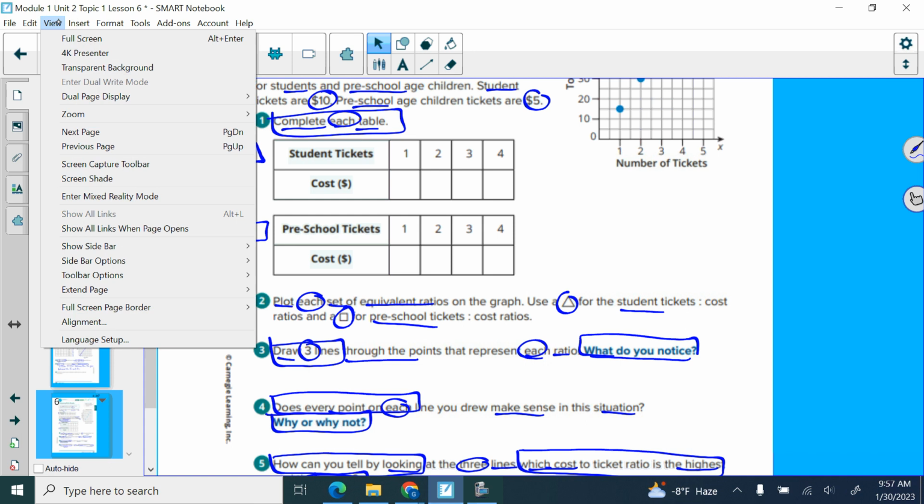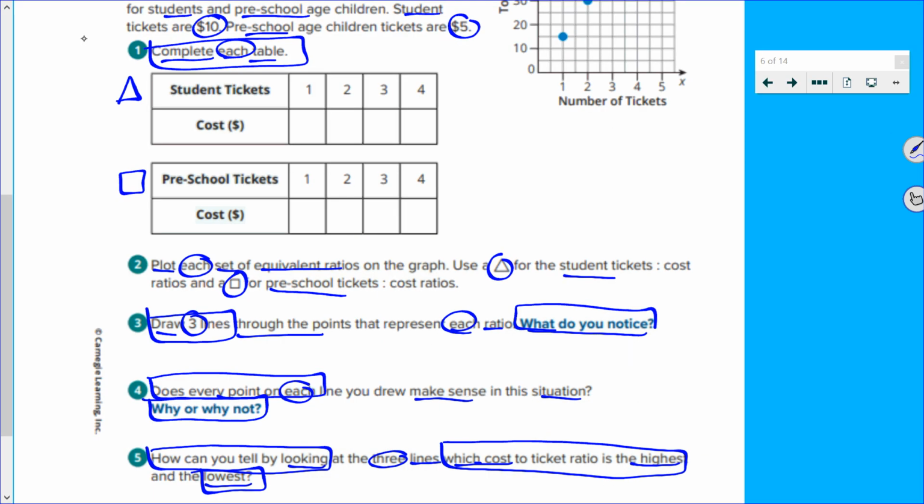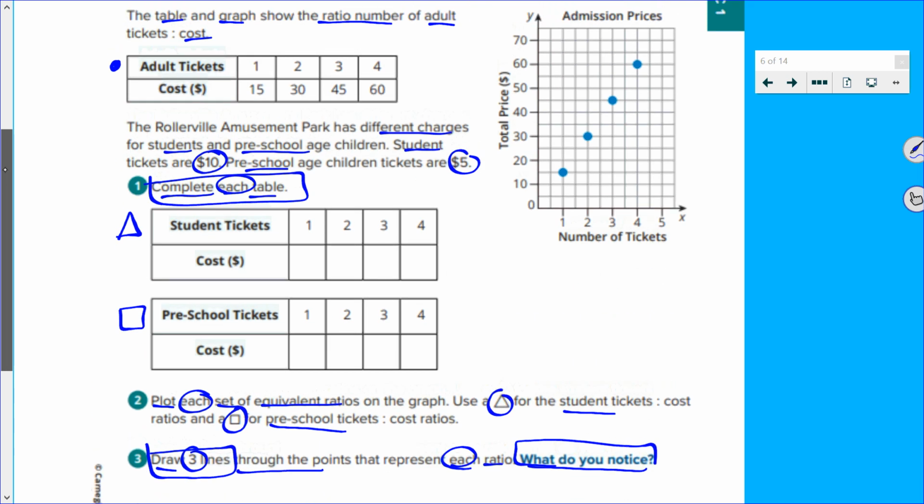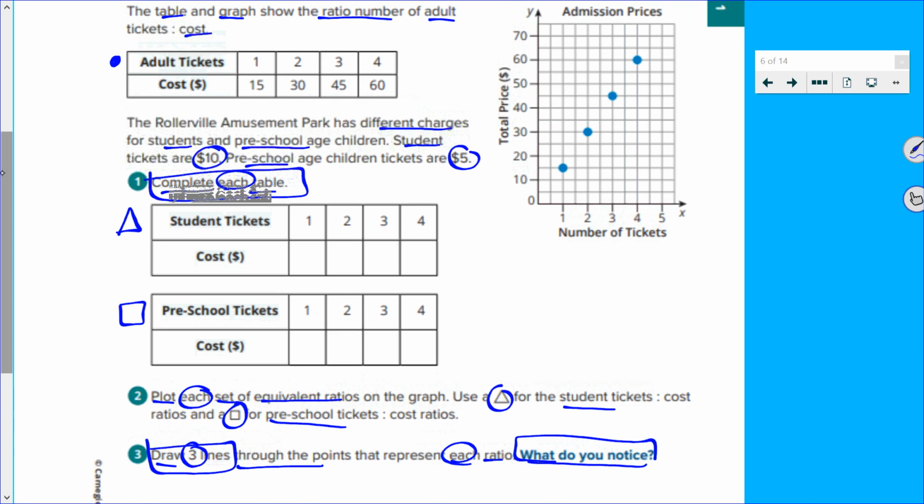Okay, as we look at this one, there were some pretty easy answers and directions if we actually paid attention. So what are we supposed to do? Complete each table. That's our first one. So we're told for the student tickets, it's 1 is 10. So I go 10, 20, 30, 40. How do I show my work? Personally, I would just use additive. I'm adding 10 each time. So you need to have something showing how you got those answers, right? That's how we show our work on tables.